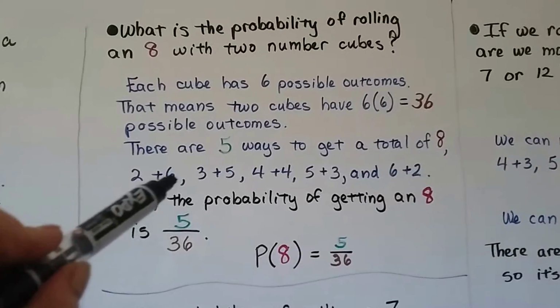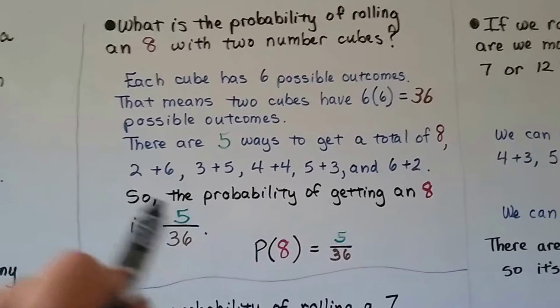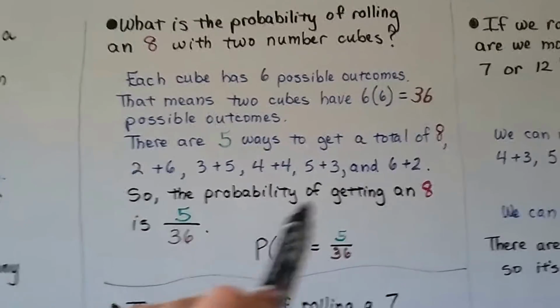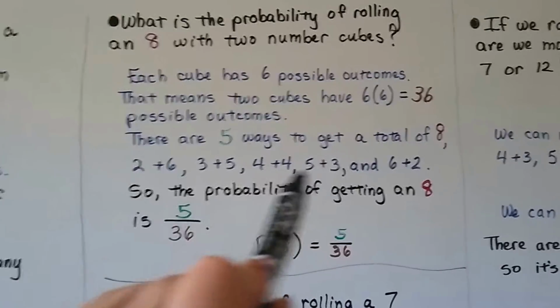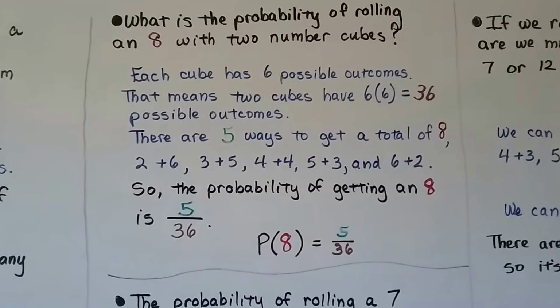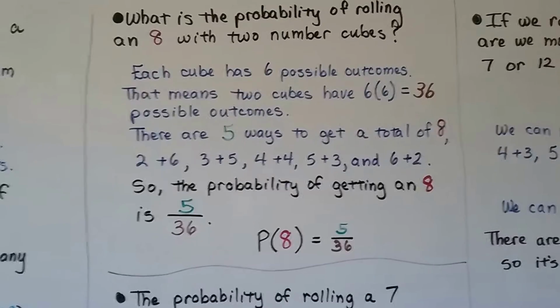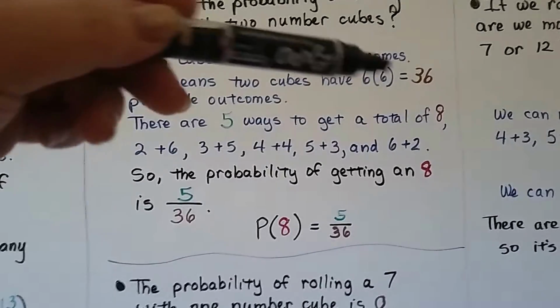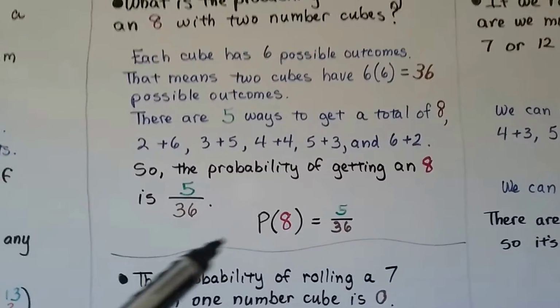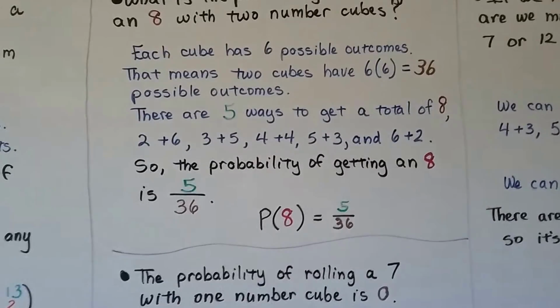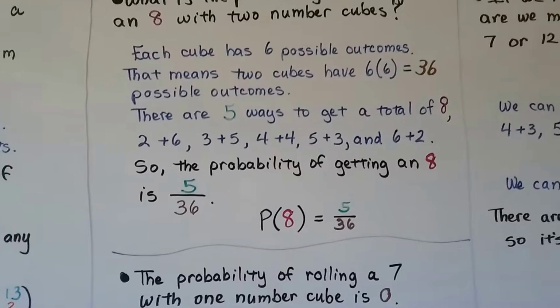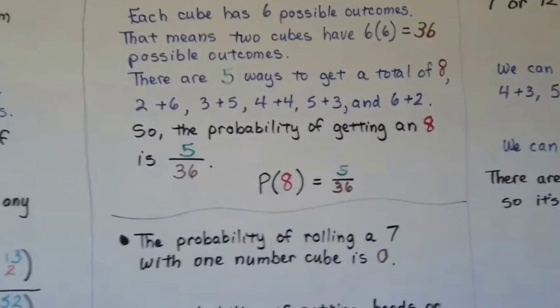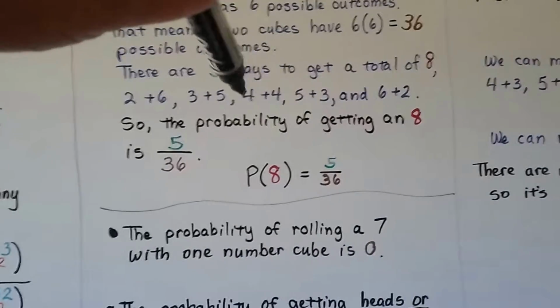And notice that I did 2 plus 6 and 6 plus 2. If this is a red die and that's a blue die, then the red die could be a 2 the first time and it could be a 6 the second time, see? So the probability of getting an 8 is 5/36. There's 5 ways to get an 8. There's 36 possible outcomes. The probability of 8 is 5/36. And you see how the 4 plus 4, there was only one of them?